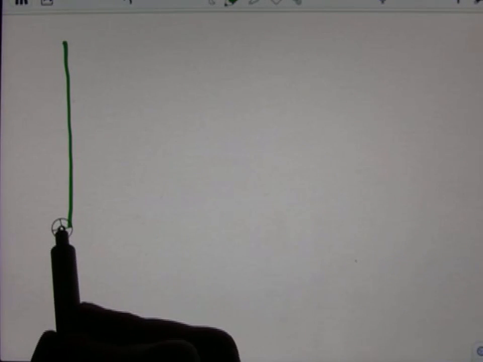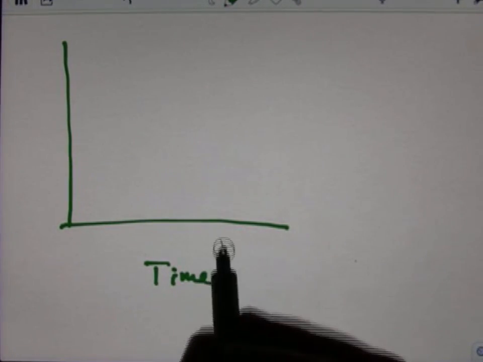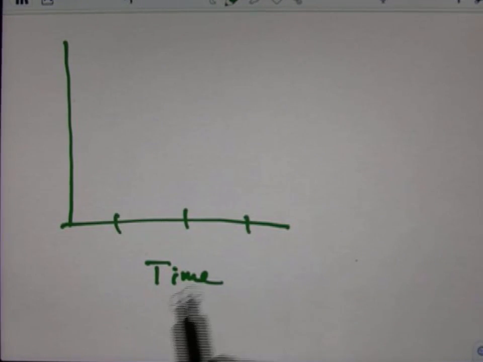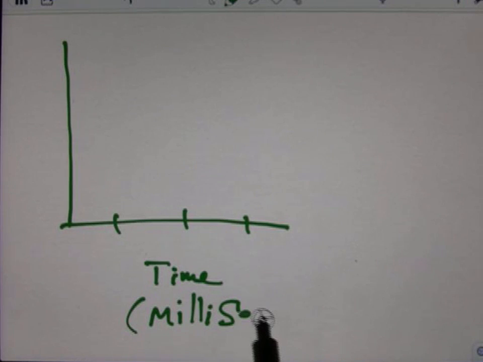Let's go through the whole action potential now. And now what I want to do is also plot this out. Here's time. And the units are going to be milliseconds. In other words, thousandths of a second.